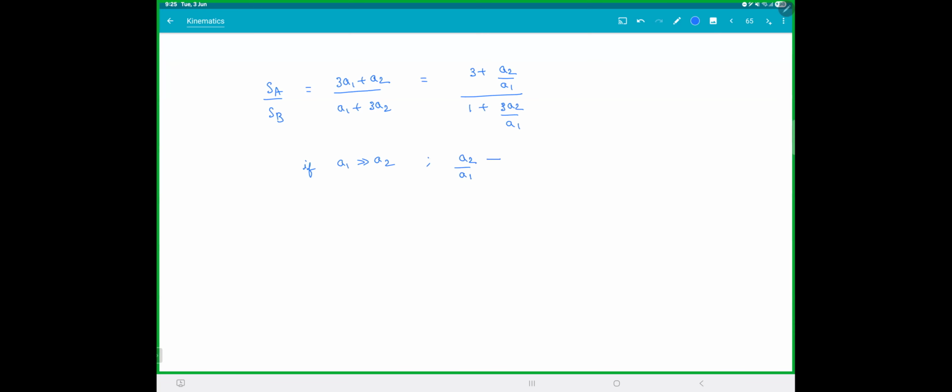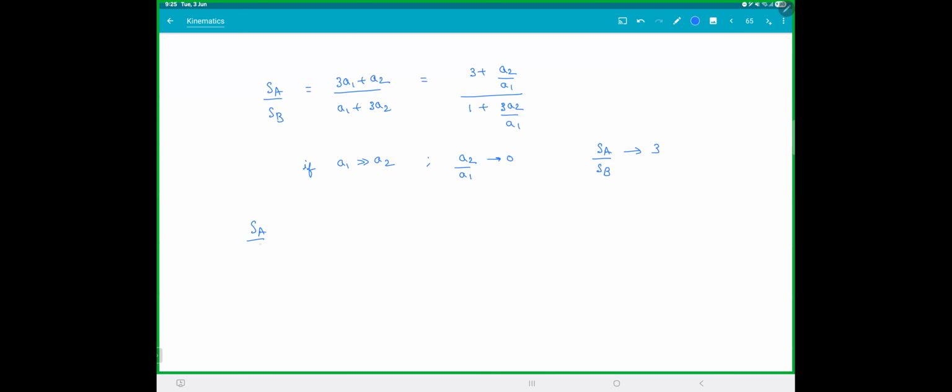A2 by A1 will tend to 0. If you take acceleration A2 very, very large compared to A1, then the ratio A2 by A1 will almost tend to 0. Then you get the ratio SA by SB will get close to 3. You'll never reach 3. You'll get closer to 3 because A2 by A1 will never be 0. It will get closer to 0.